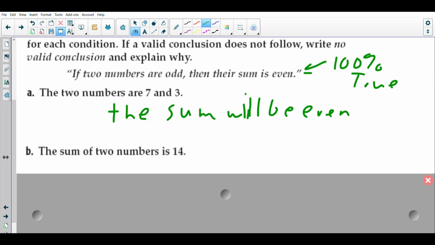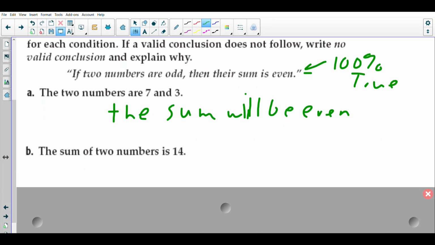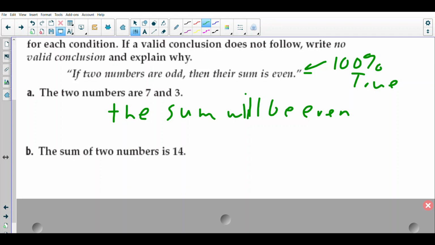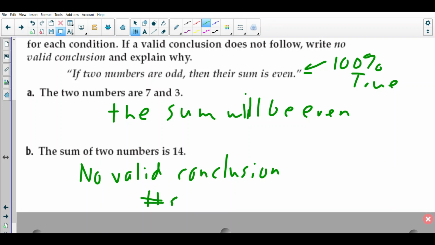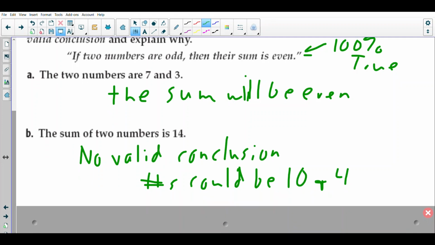Okay, the next one. The sum of the numbers is 14. So we're given the conclusion. Well, their sum is 14. Well, does that necessarily mean the two numbers, whatever we're given, are odd? No. The numbers could be 10 and 4. So we don't know. So there's no valid conclusion we can come up with. And you only need one idea. Just need one example of why we can't. Okay, so that's what we're looking at.